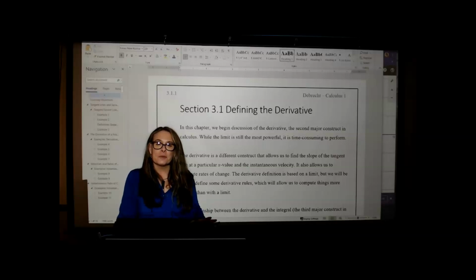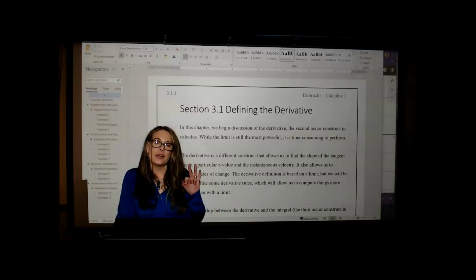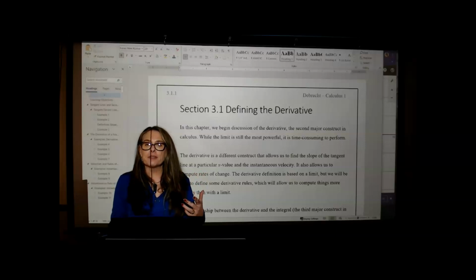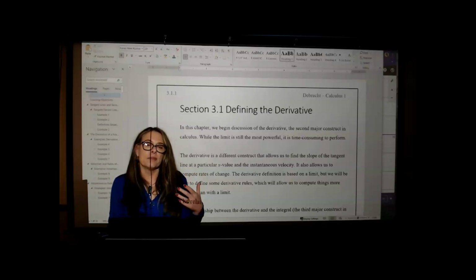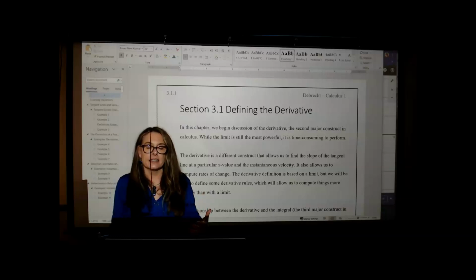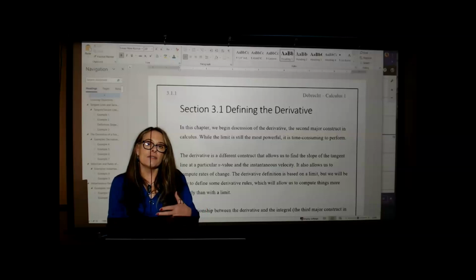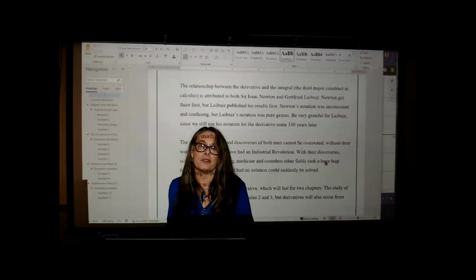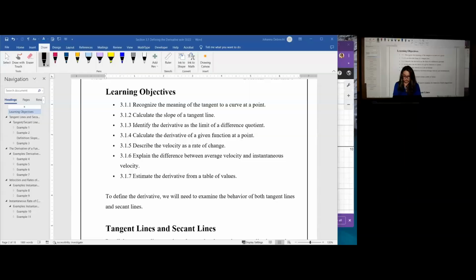When we're looking at the derivative, remember it is one of the three major concepts or constructs in calculus: the limit, which is the foundation of everything, the derivative, and the integral. When we think about the derivative, we think about the slope of the tangent line. In physics, this gives us the instantaneous velocity. It will also give us the rate of change of one variable to another. Let me share my screen with you and we'll get started.